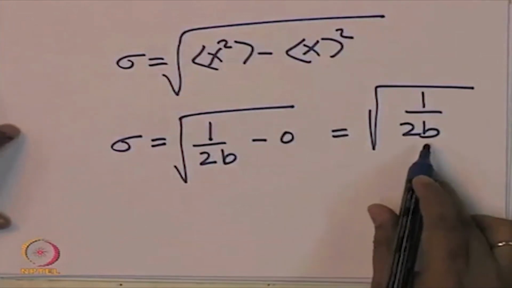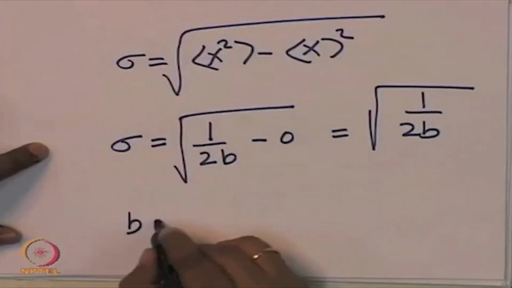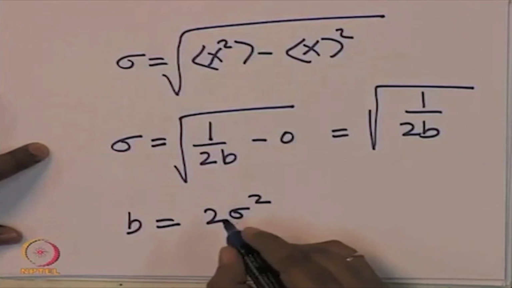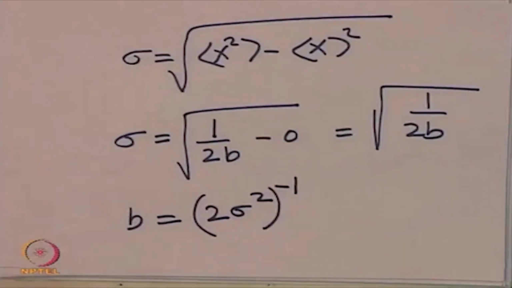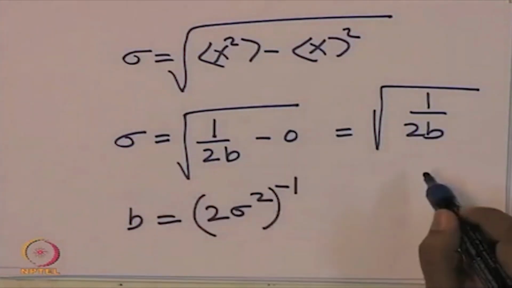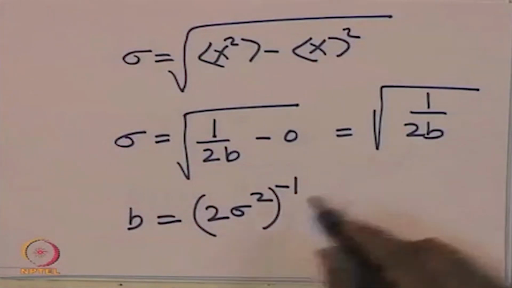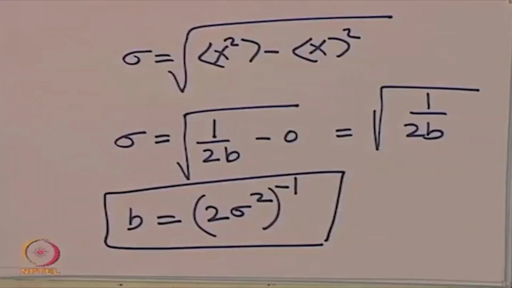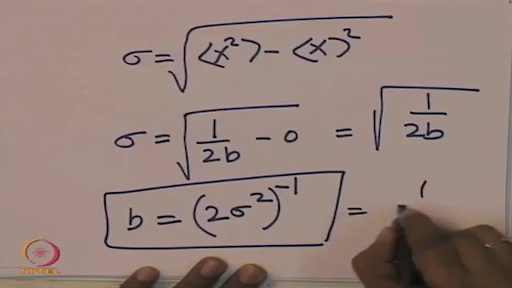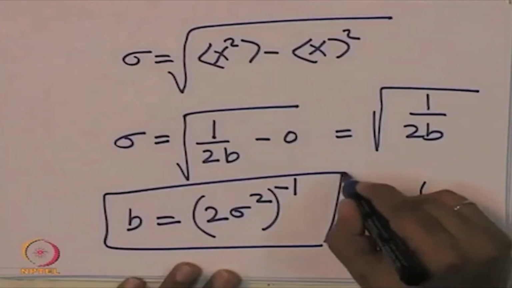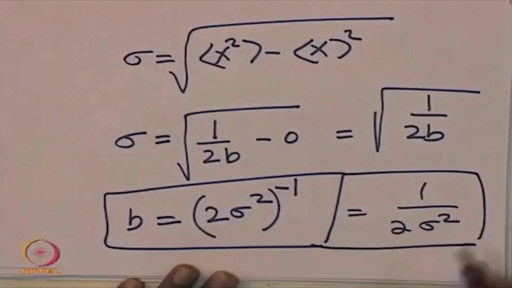What does this imply? This implies that sigma square is equal to 1 over 2b, so b is equal to 1 over 2 sigma square. So, we get a relation between b and sigma. This gives you a relation between b and sigma: b is 1 over 2 sigma square.